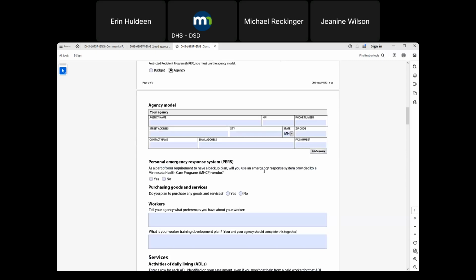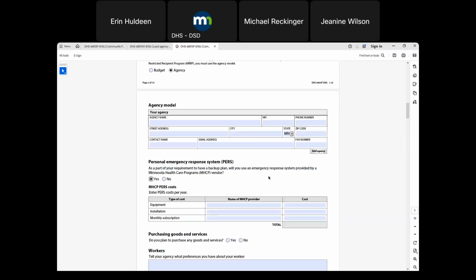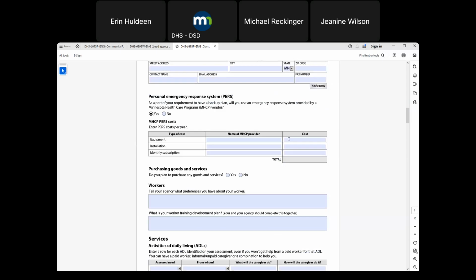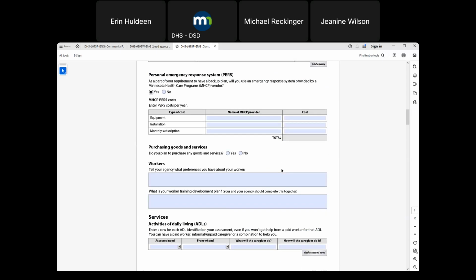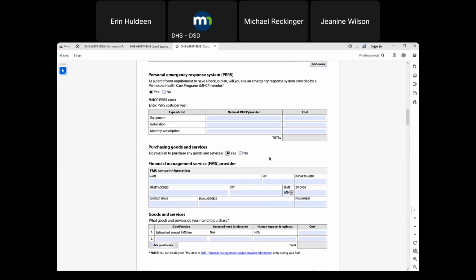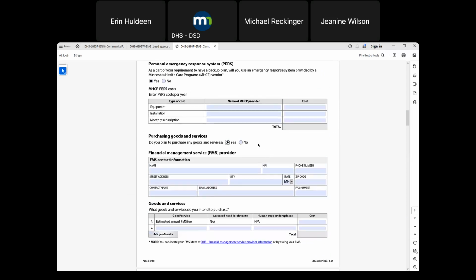Some individuals may choose to have PERS, or personal emergency response system, as a part of their plan. So if the person does, there's going to be information about that PERS provider here. If the person plans to purchase any goods or services, that is going to be indicated here. And the purchase of goods and services needs to go through a financial management service provider, or an FMS provider.